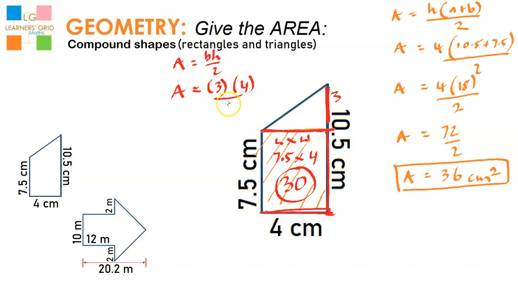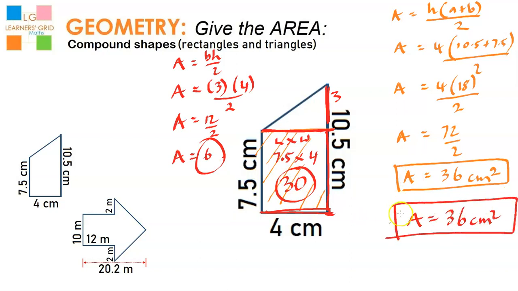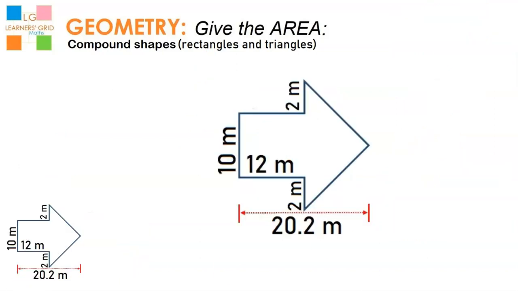Okay, so this is going to be pretty easy. 3 times 4 is 12, divided by 2, area equals 6. Oh, that was lucky. So that's also going to be it. So 6 plus 30, so the area is 36 centimeters squared. And hey presto, that's what we got as well when we considered this shape as a trapezium. So yes. And so we get to our last shape, which is like an arrow.